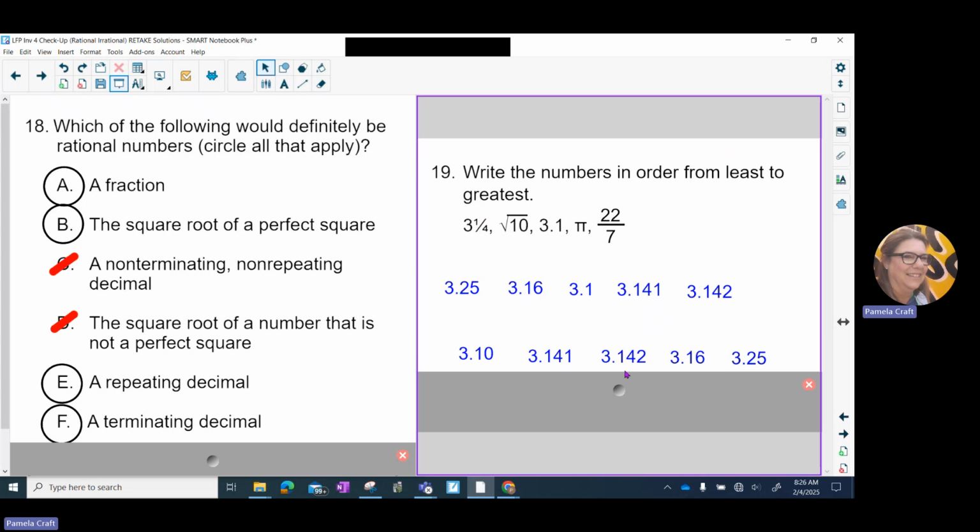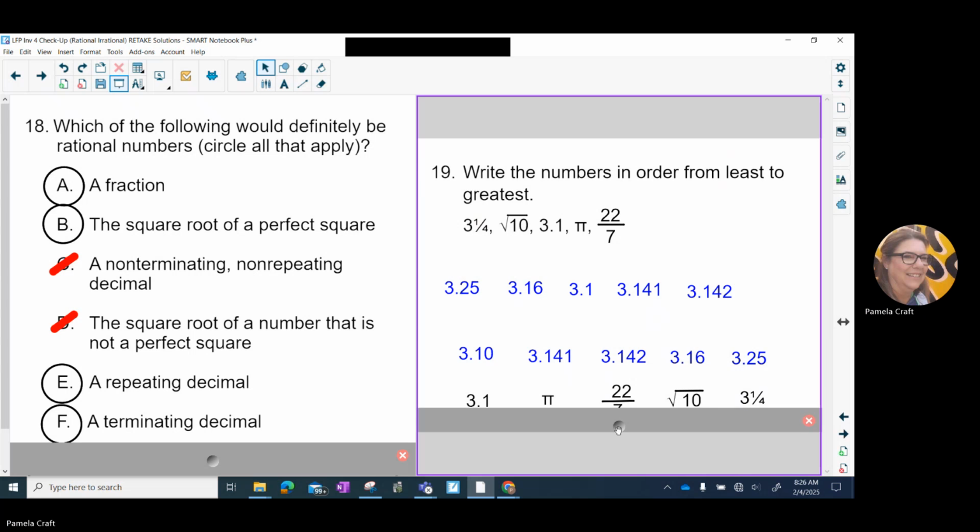And before I give my answer, I'm going to turn them back into the numbers that I started with. So 3.1 would be first, 3.141, pi would be second, 3.142, 22/7 would be third, 3.16 or the square root of 10, and finally 3.25 or 3 1/4.